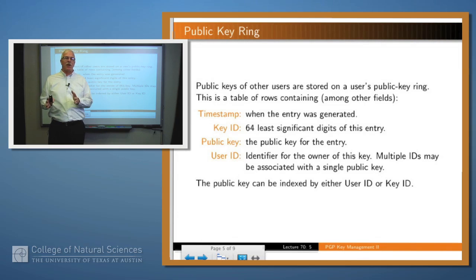So those on the private key ring are the keys that you have. On the public key ring are the keys that you store with the people you want to communicate with. So you might have a public key for Joe or a public key for Sally, right? And so then you just store the public key along with a user ID, a timestamp, and a key ID, which again is just the least significant 64 bits of the public key. That way, if you want to talk to Joe, for example, you just look on your key ring and get the appropriate public key associated with Joe, or if you happen to know the key ID, you can use that.